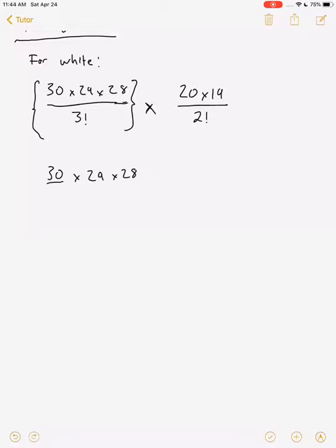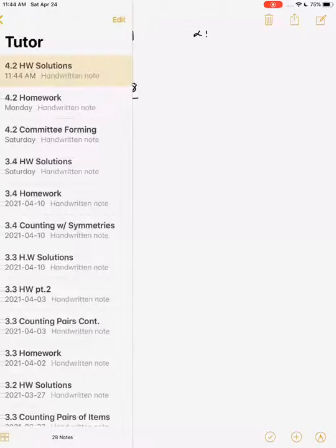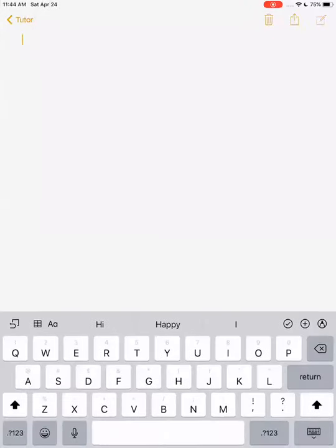Okay, so I think this unit we're good with. Let's go on ahead to the next unit. 4.3. Again, 4.3 is how to compute combinations.